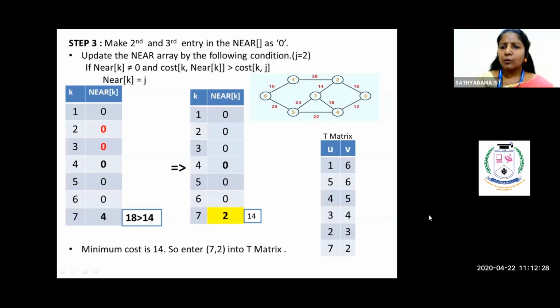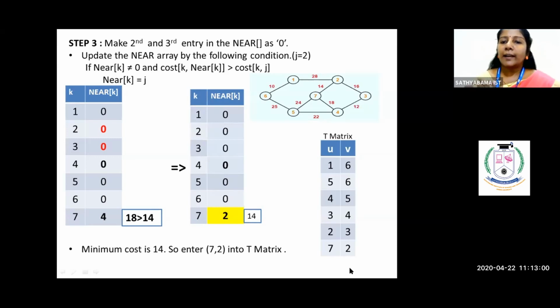Now see here, what is the size of our T matrix? The size of the T matrix is n minus 1. What is n here? Number of vertices. The number of vertices given in our example is 7. So 7 minus 1, 6. So the T matrix has totally 6 entries. All the 6 entries are filled here. The first entry is 1, 6. Second entry is 5, 6, and 4, 5, 3, 4, 2, 3 and 7, 2.